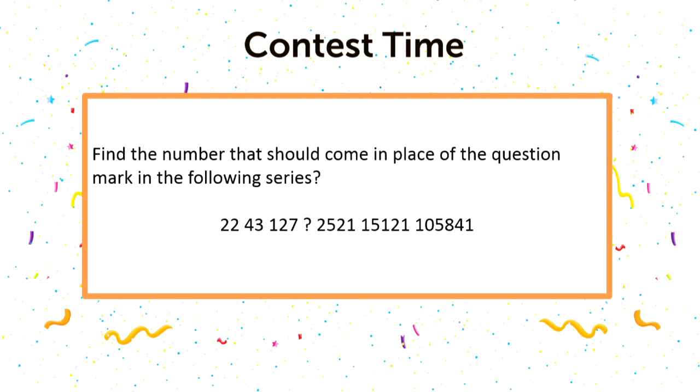The contest time question for the day. Find the number that should come in the place of the question mark in the following series. The numbers are 22, 43, 127, 2521, 15121, 105841. So one number is missing. This is a missing number question. What will come in the place of the question mark in the series given on the screen? Solve the question and post that number in the comment section. You can look at the series and first figure out what type of series it is, and then using that you can find out the missing number.